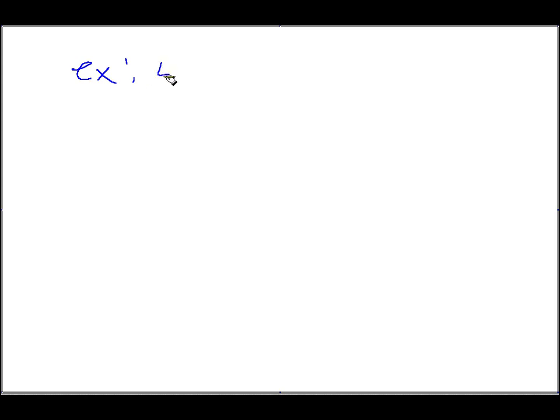Let's look at this example here. Let's look at 4 times the quantity x minus 1 quantity squared equal to 40, for example. All right, let's try this one. Now what happens? Well, I have this additional 4 on the outside. So that means my perfect square has not been isolated.